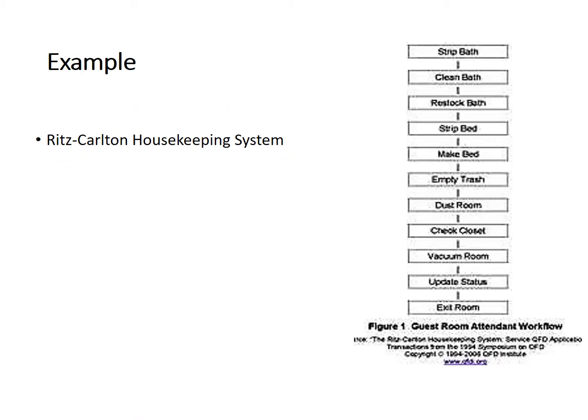An example in terms of the bath in the Ritz-Carlton housekeeping system: clean the bath, relock the bath, strip the bed, make the bed, empty the trash, dust the rooms, check the closet, vacuum the room, update the status, and then exit the room. So even though you have a guest room attendant workflow chart in terms of what needs to be done, even within each one of these areas there would be an operational procedure.